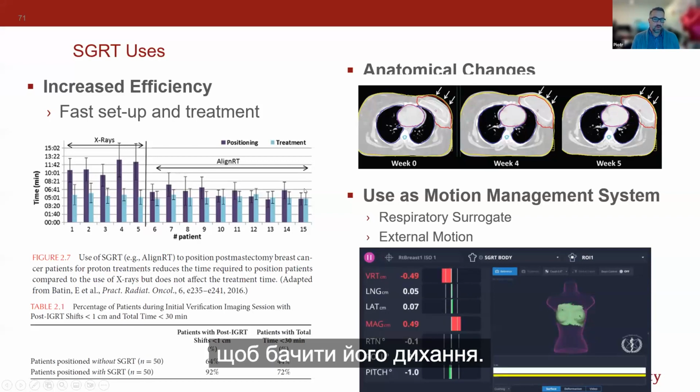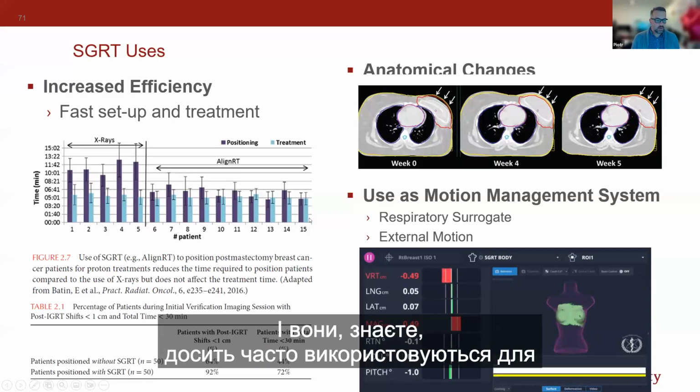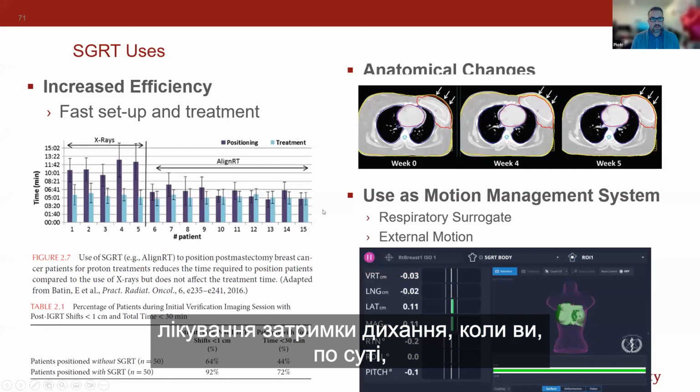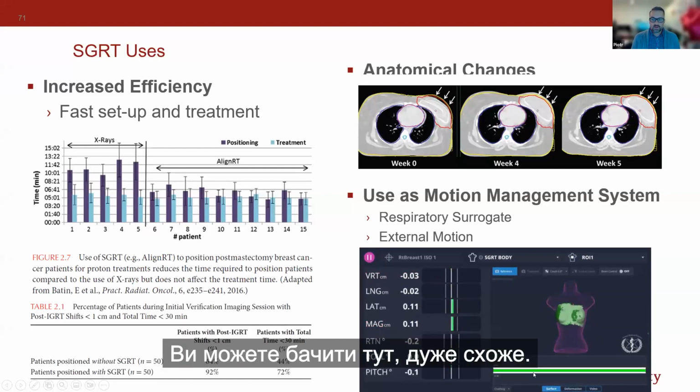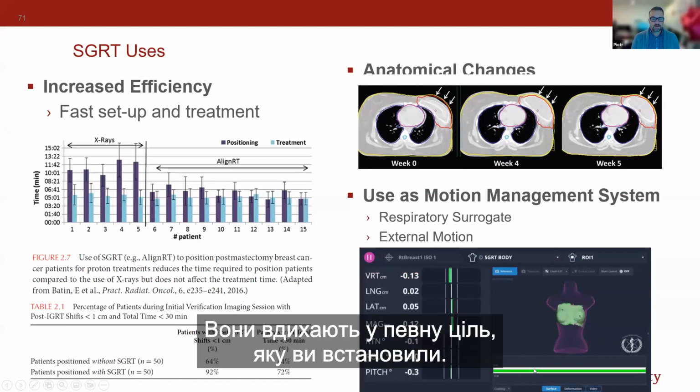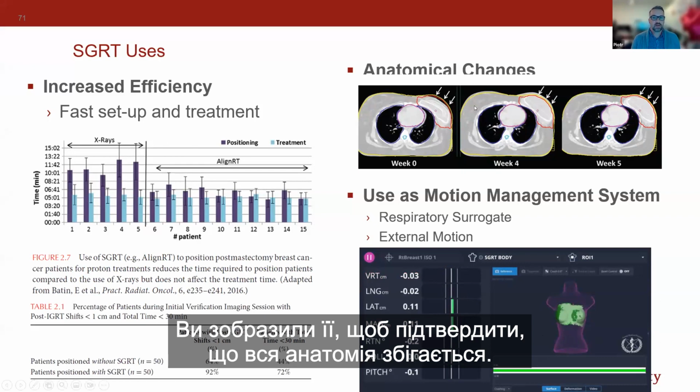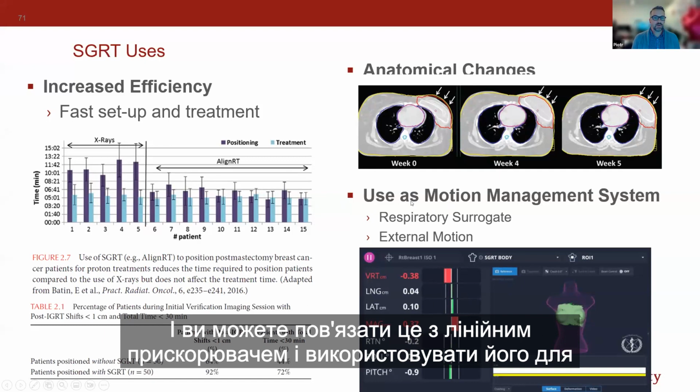And these are being used quite a lot for breath hold treatments, where you can coach the patient into breathing. You can see here, very similar, they breathe up into a certain target that you've set. You've imaged it to confirm that all the anatomy matches, and you can link this to the linear accelerator and use it to trigger your beam.